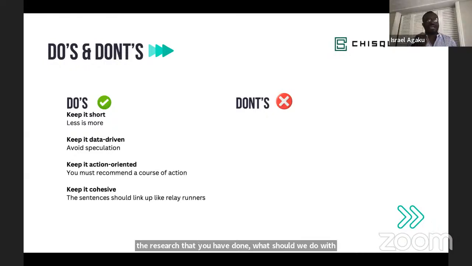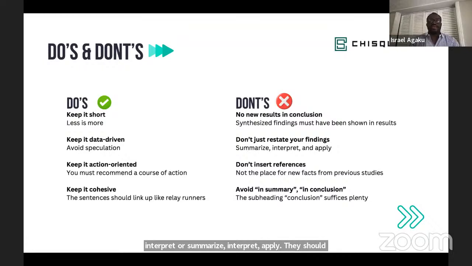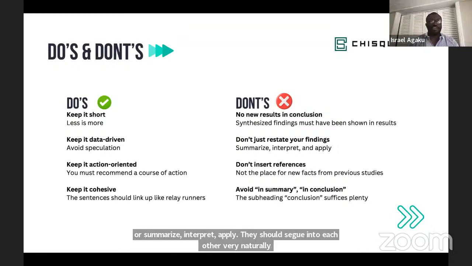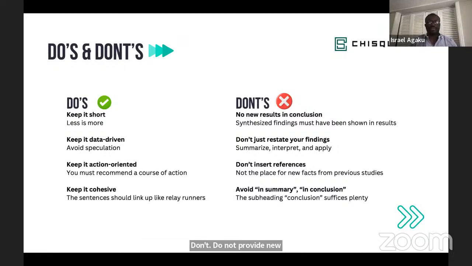You must tell us an action point from your data, and then it should be cohesive, right? Summarize, interpret, apply should segue into each other very naturally. Do not provide new results in conclusion. Whatever you report in conclusion should have been reported earlier. Don't just restate your findings.